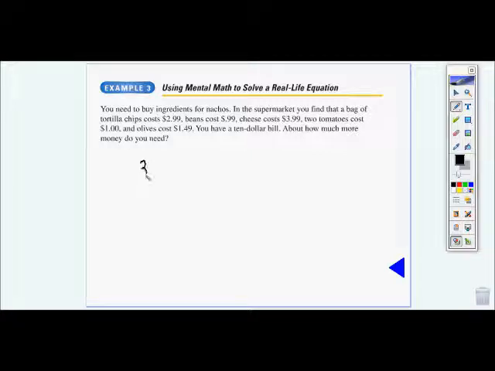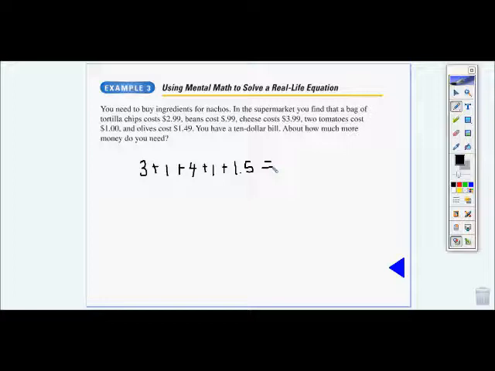So if the tortilla chips cost $3, we're going to say instead of $2.99, and we're going to say that the beans cost $1, and the cheese costs about $4, and the 2 tomatoes cost $1 total, it says. And then the olives cost $1.50. Now you could do this as 1.5 if you want to get close. Otherwise, if you want to make sure you have enough money, you could overestimate and do that as $2 just to make sure you have enough. We're not considering tax right now. We're just looking to see how much money we will need.